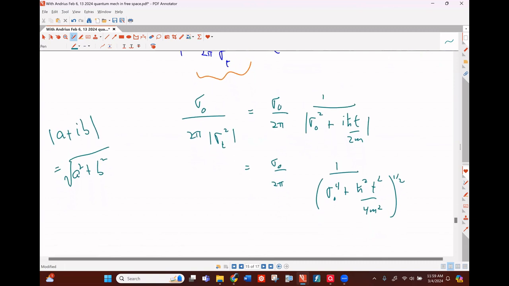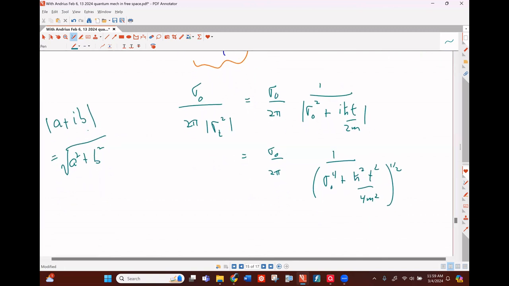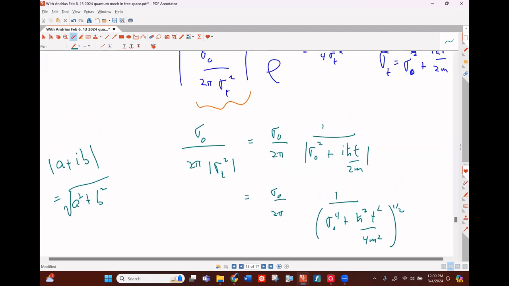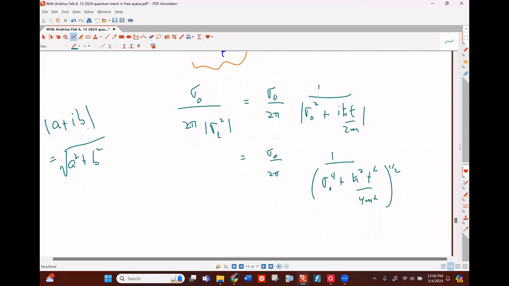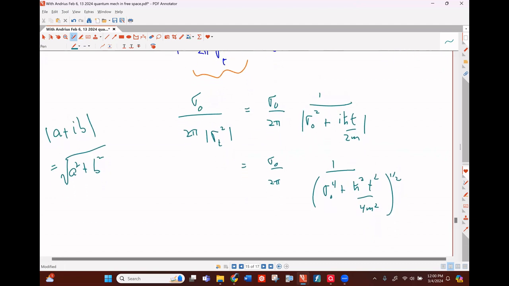I'm sorry. I was distracted by something else. What was your question again? I was just thinking about what simplifies, but if t equals 0, you'd get 1 over square root of sigma 0 to the 4th. That'd be 1 over sigma 0 squared on the bottom. You get to cancel with the sigma naught on top. You get 1 over 2 pi sigma 0.